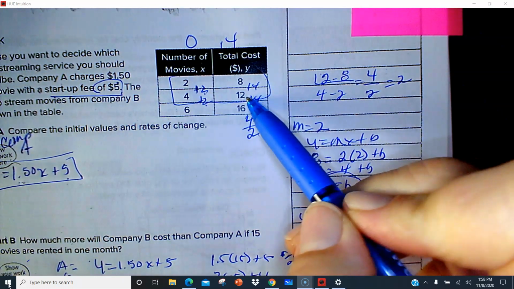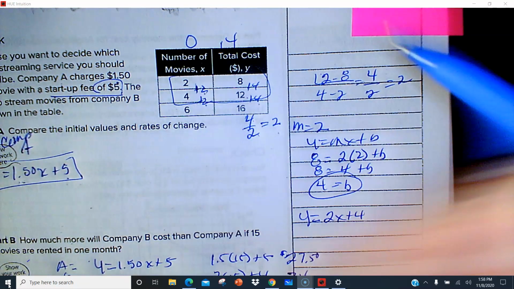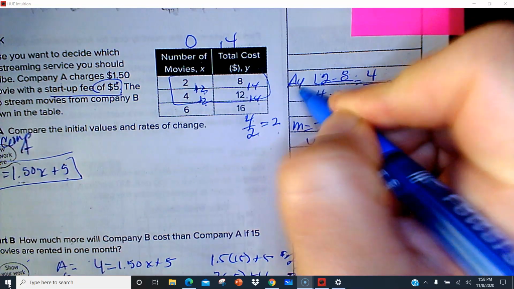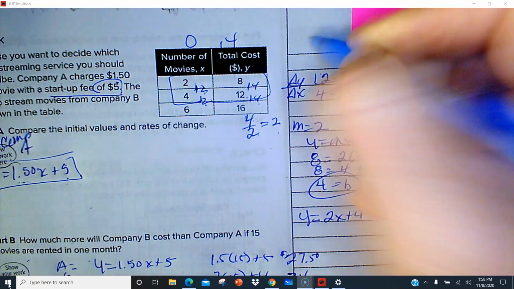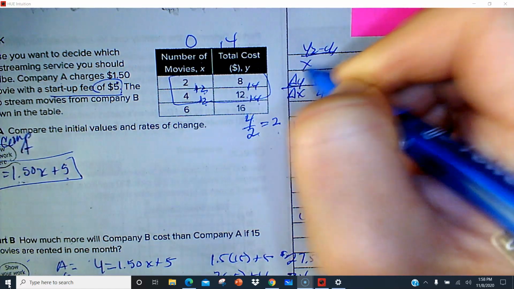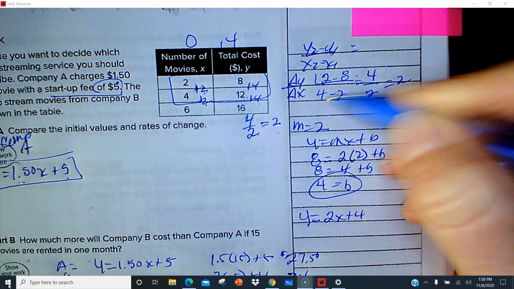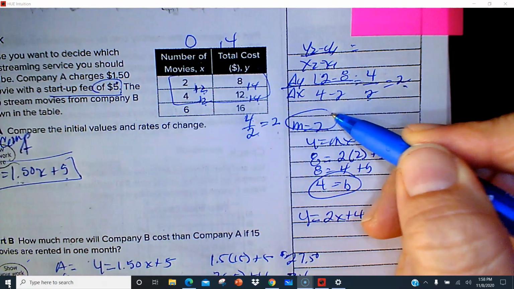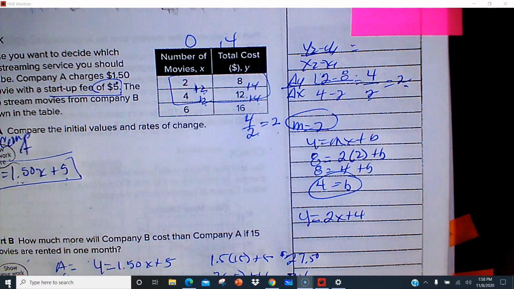I wasn't exactly sure if that was right, so I went through and found my change. 12 minus 8, 4 minus 2, my change in y divided by my change in x, which is actually my y sub 2 minus y sub 1 over x sub 2 minus x sub 1 to find my slope. And it also is 2, so it worked out both ways. I found that I had my 2, but I had to find my b. Well, I could have done 2 things. I did 2 things here.